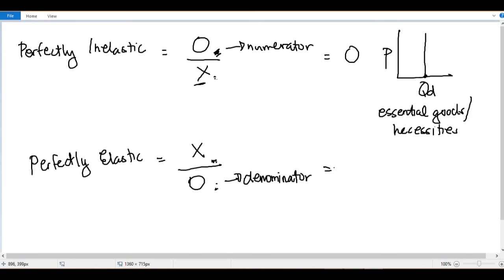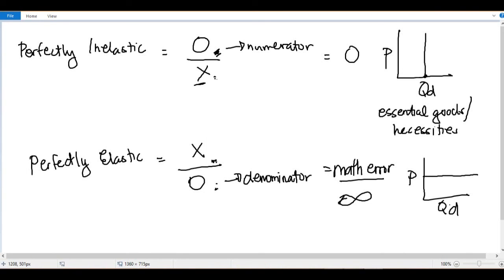When you input it in the calculator, it will actually show a math error. But my students, do not put math error. You put this symbol, infinity. It means the changes are unending. For the graph, the graph of a perfectly elastic good looks like that. Even if the price does not change, the quantity demanded constantly changes. This can be seen in luxury goods.